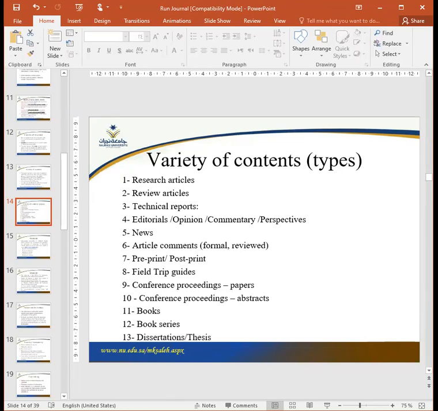Number 9, the conference proceeding paper. Here, papers may be published in conference book form and are referred to as a conference proceeding. Sometimes these papers are peer reviewed, sometimes not. Number 10, a conference proceeding abstract.